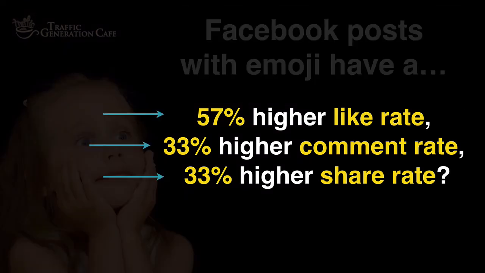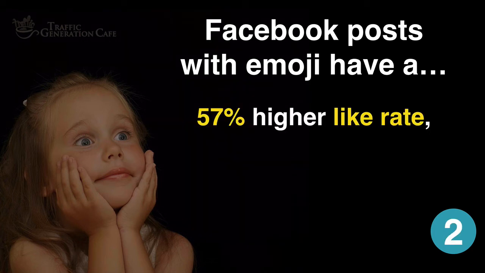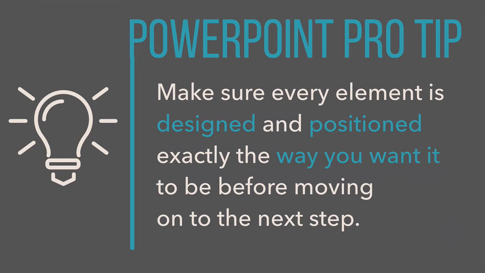So in text box 2, I chose to break up the text into 3 lines, 1 stat per line. That would give me 4 slides in the sequence. Slide 1 containing only the fixed elements, plus 3 animated slides, each adding 1 line of text at a time. And by the way, make sure every slide element is designed and positioned exactly the way you want it to be before moving on to the next step.